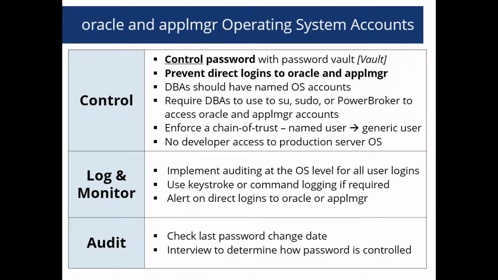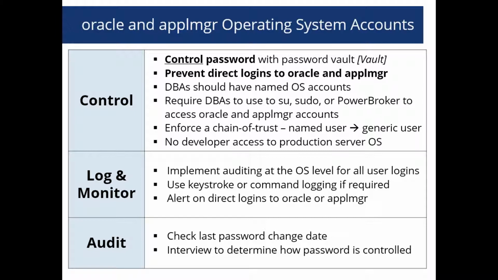In this way, we're enforcing a chain of trust. So we know the only way you can access these servers is by going into a named account and then transitioning. It's not a perfect control, but at least I can have some control to say that someone's not sharing the generic user account and just accessing it, things like that. You should be implementing logging and monitoring. If you do have the policy that only named accounts access the server, I should have an alert looking at direct logons to the Oracle account, especially from outside IP addresses.